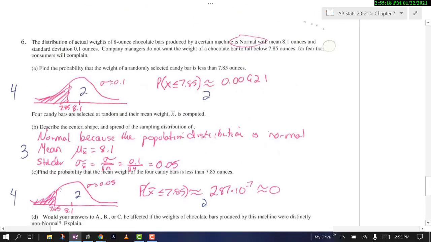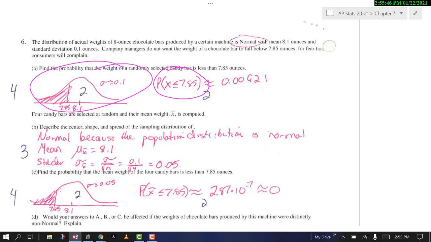Moving along. Number 6, last one. We're almost there. Find the probability that the weight of a randomly selected candy bar is less than 7.85 ounces. This problem was very good. The only problem I saw, we didn't write that. Or some of us didn't even write probability of x being less than or equal to 7.85. Then we get a 4 candy bar random sample.